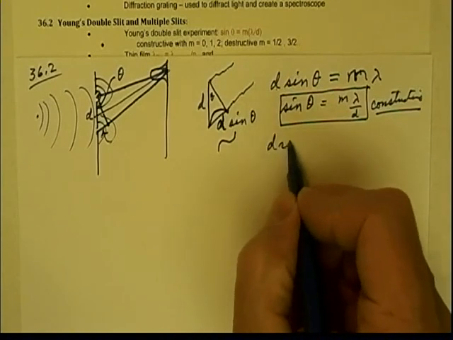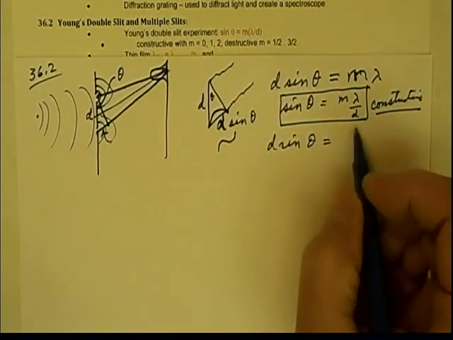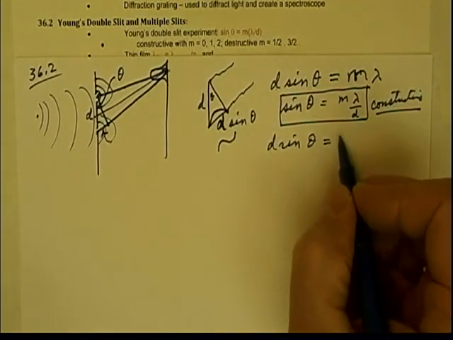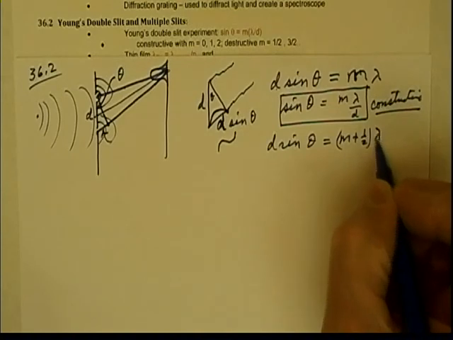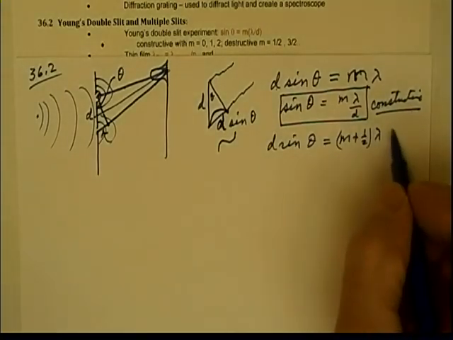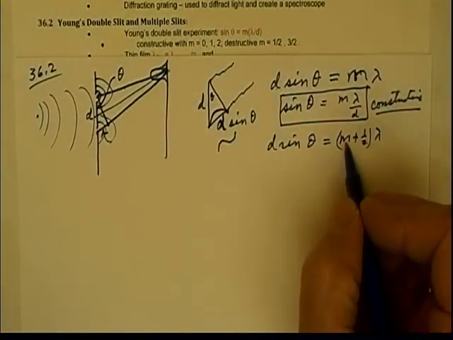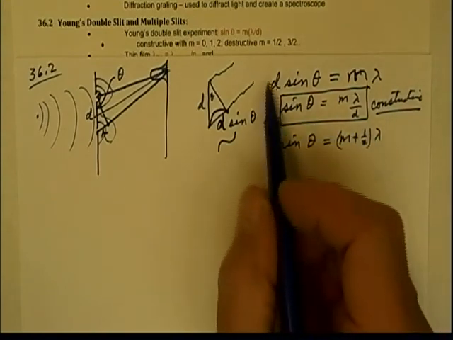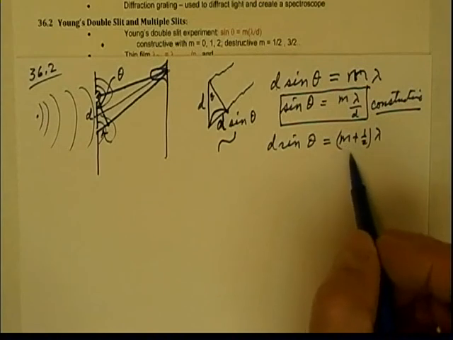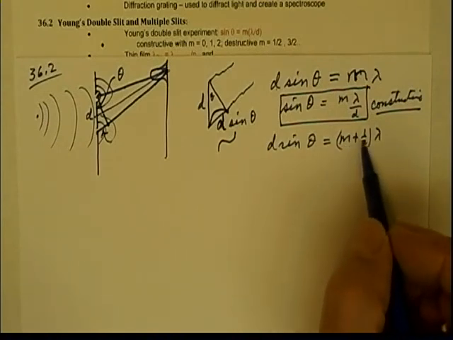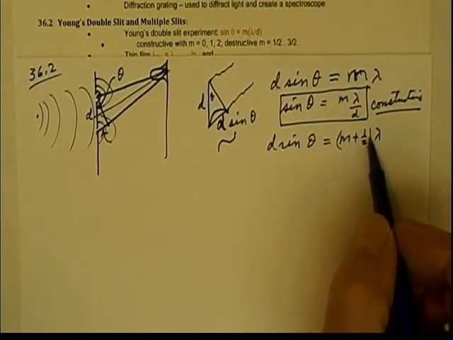So if we have d sine theta is equal to m plus a half times lambda, then we can see we get destructive because it's an integer plus a half. So it'd be 1/2 or 1 plus a half, which would be 3/2 and so forth. This is a good way to generate the half integers. And therefore, we're 180 degrees out of phase here.